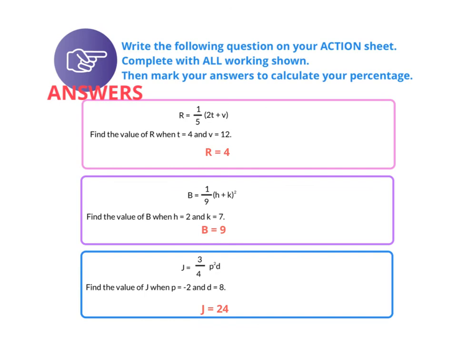Well done for having a go at those 3 questions. I would like you to mark your answers as they have been provided and give yourself a score out of 3. You'll then need to change this into a percentage. You can do this by writing how many you got right, divided by 3, and then multiplying the answer by 100. This will also need to go onto your action sheet.